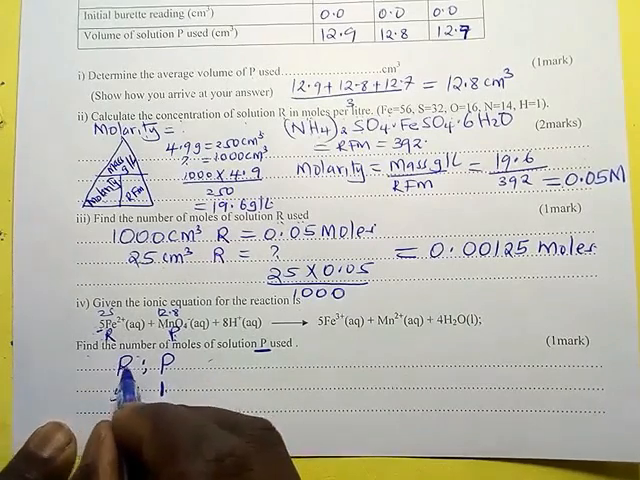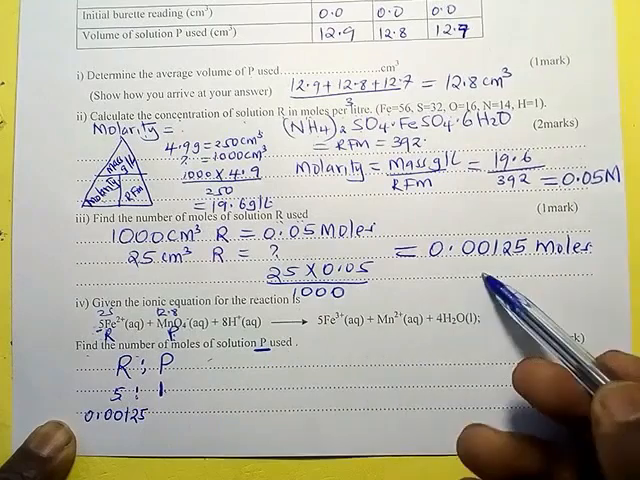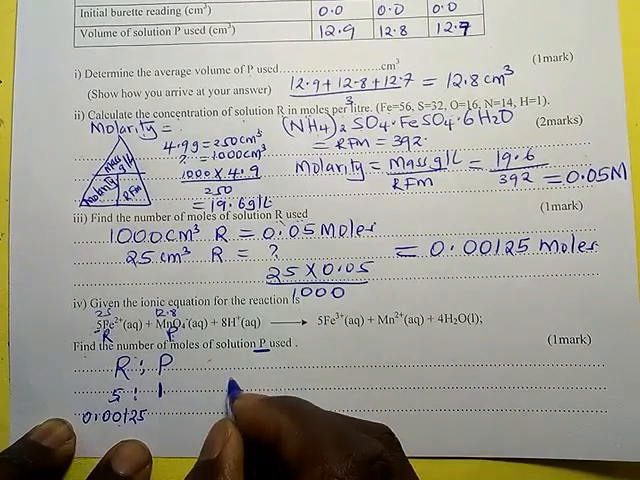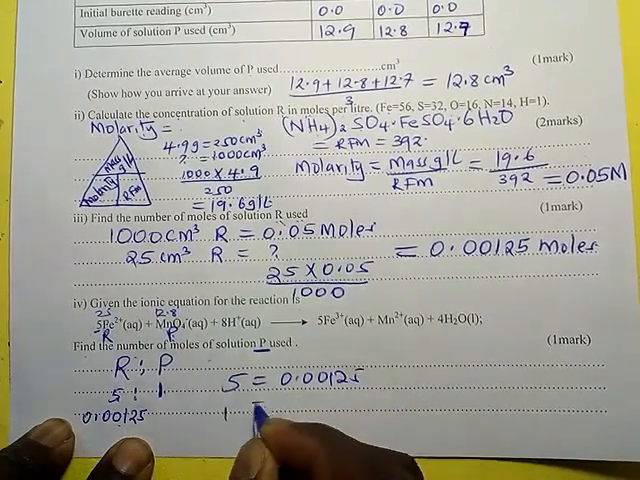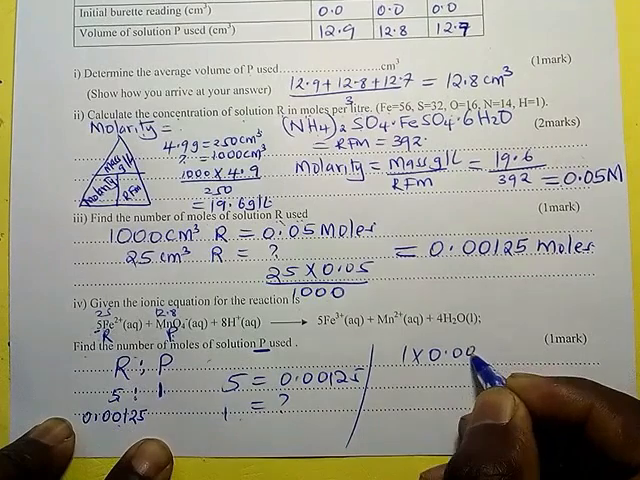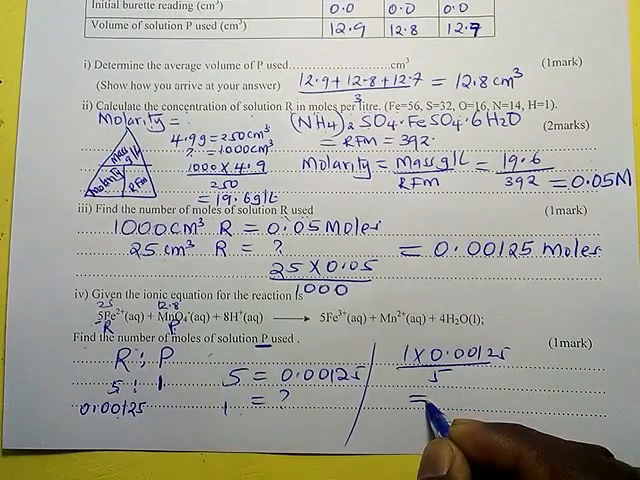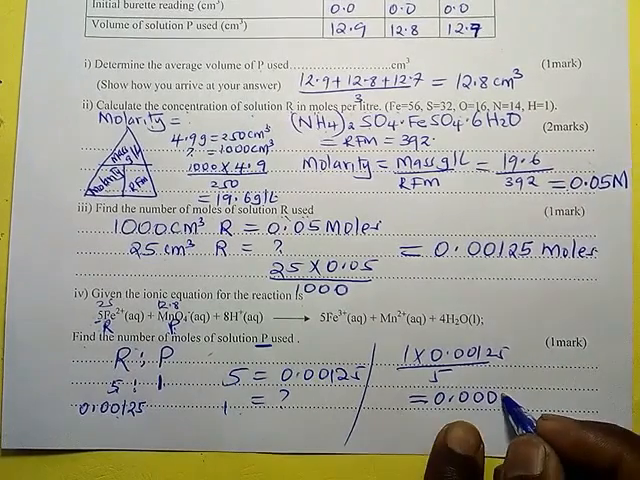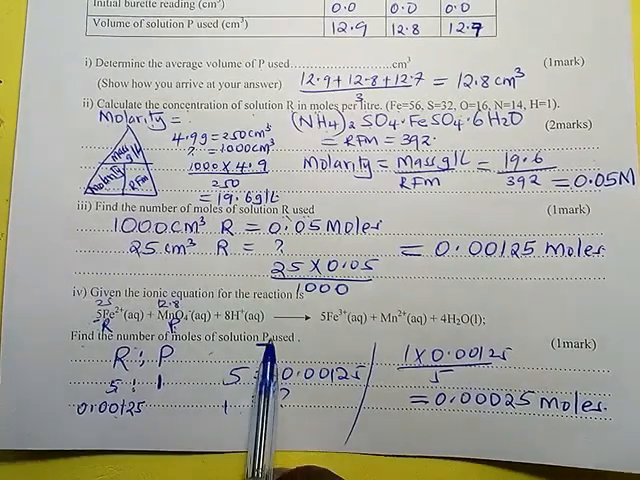But we have the number of moles of R, which is 0.00125. So we will ask, if 5 is equal to 0.00125, 1 will contain what? So that is 1 times 0.00125 divided by 5. And this will give us the number of moles of P, 0.00025 moles.